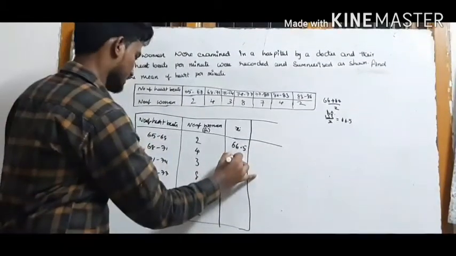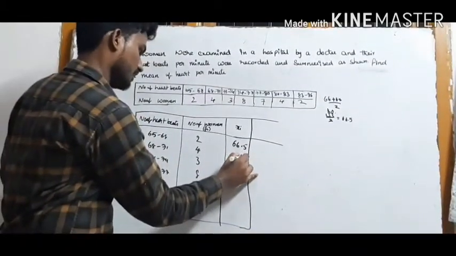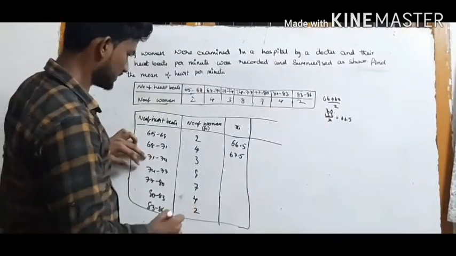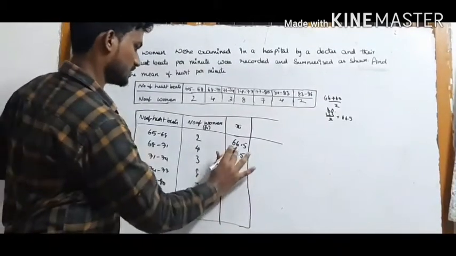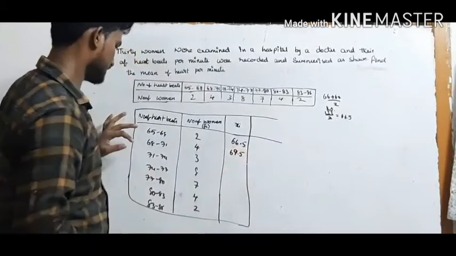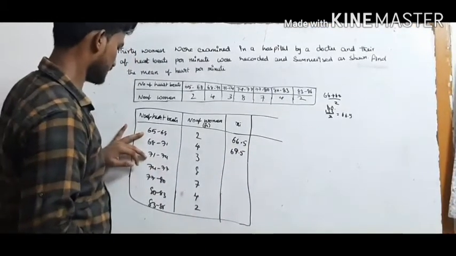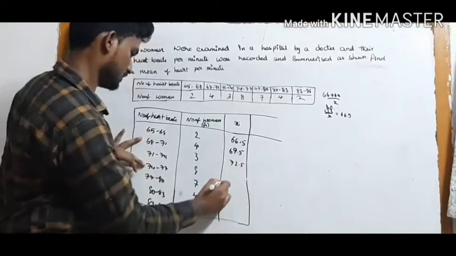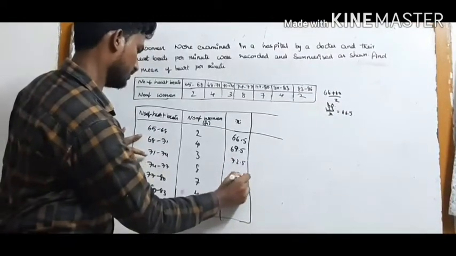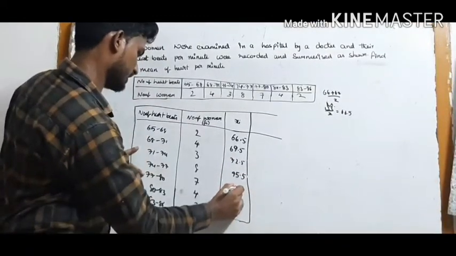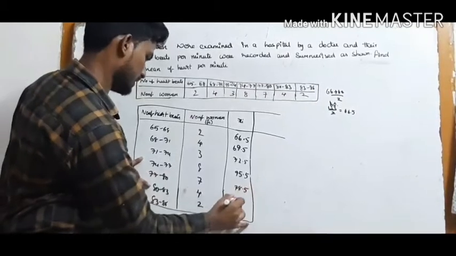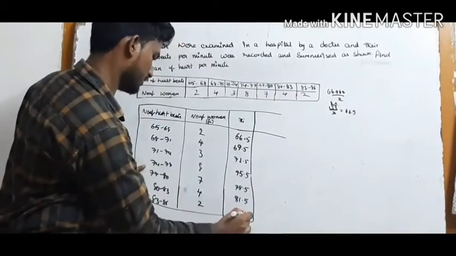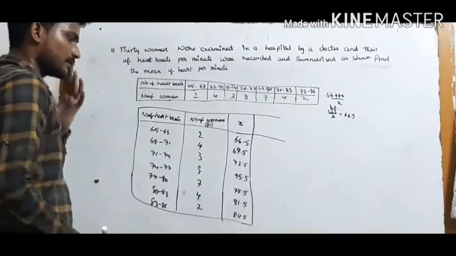For the next one, it is 67.5, then 69.5, then 72.5, 75.5, 78.5, 81.5, and 84.5 is the xi.